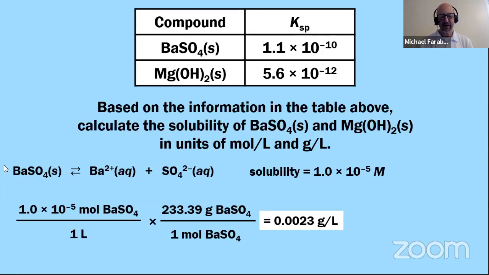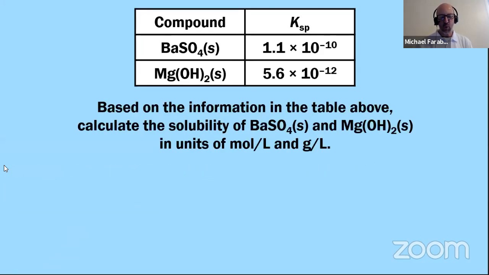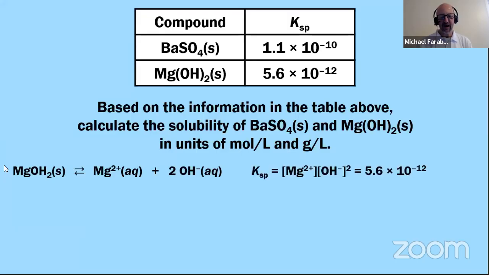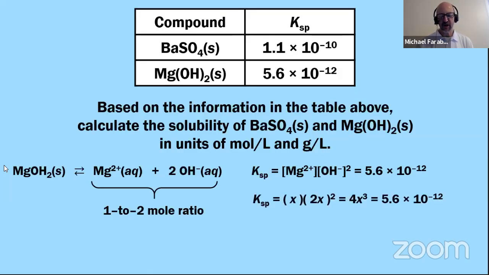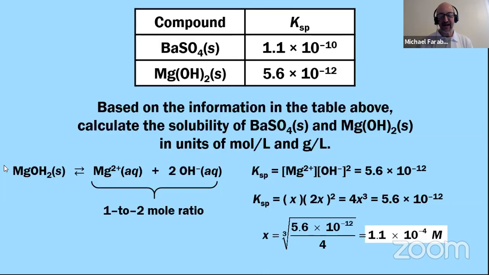All right, we'll do a similar calculation for the magnesium hydroxide. Again, watch out for how you set this up because it's not going to be a simple square root. It's going to be that 4x cubed that I talked about. It's a 1-to-2 mole ratio. So we end up with 1.1 times 10 to the negative 4 for our solubility. That is the concentration of magnesium, and that is the solubility of the magnesium hydroxide. I'm just going to go ahead and add parentheses. Oops, forgot my formula, didn't have parentheses on that.